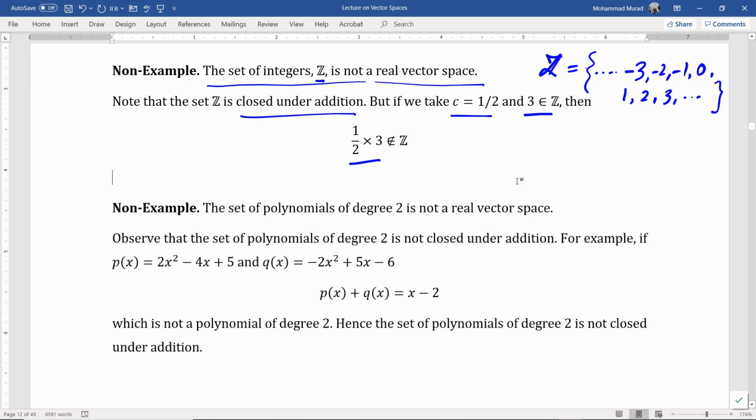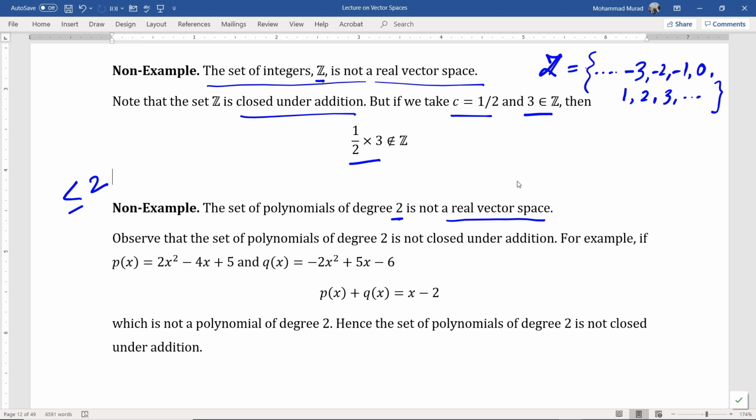Another non-example. The set of polynomials of degree exactly 2 is not a real vector space. Previously, we showed that the set of polynomials of degree less than or equal to 2 is a vector space. But now we say that the set of polynomials of degree exactly equal to 2 is not a real vector space.